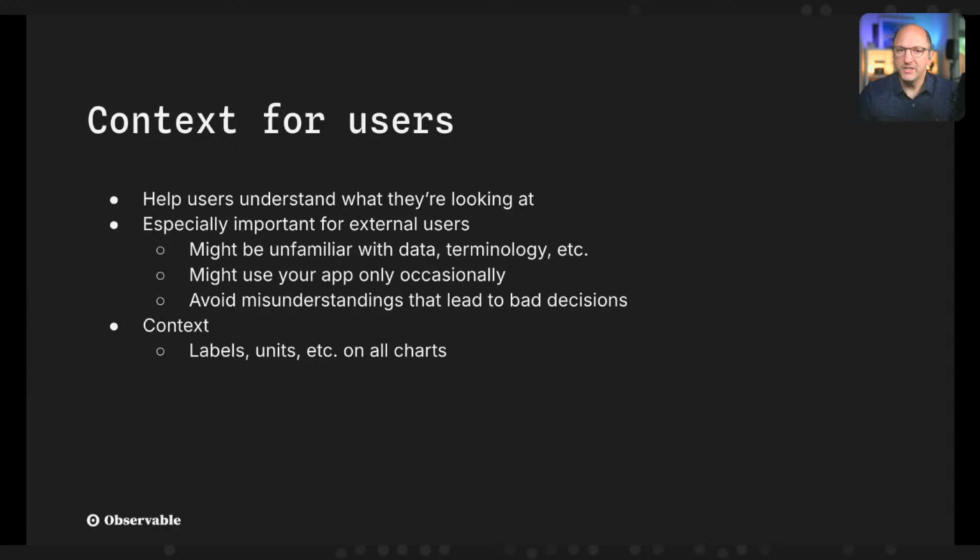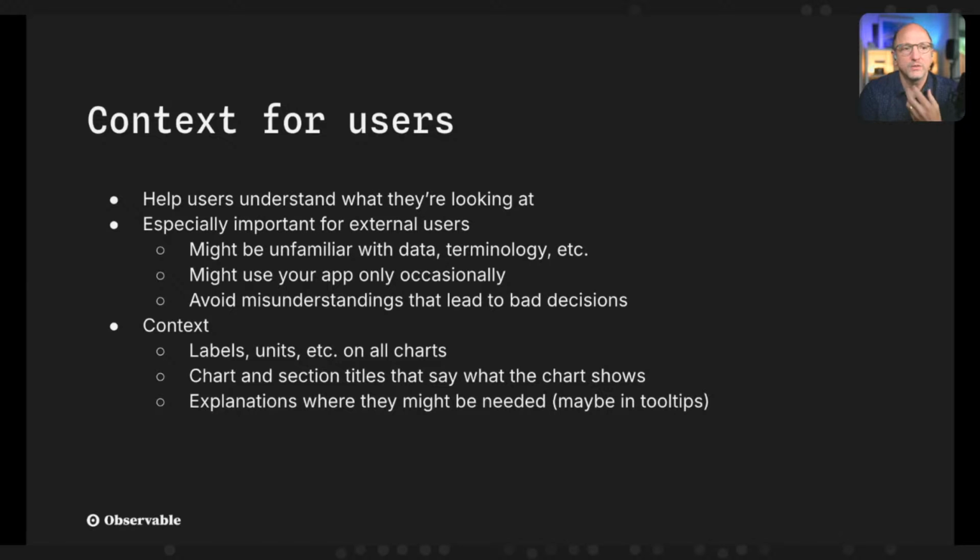So labels, units should be on everything. This is probably a general rule that's always true, but every chart should have units. Every chart should have labels that tell you what the chart shows in enough detail so that you understand what's going on. And again, I already talked about chart and section titles that help you understand the context. Those should be meaningful, not just repeat what you can already see on the chart, but give you some idea of what you can get from that.